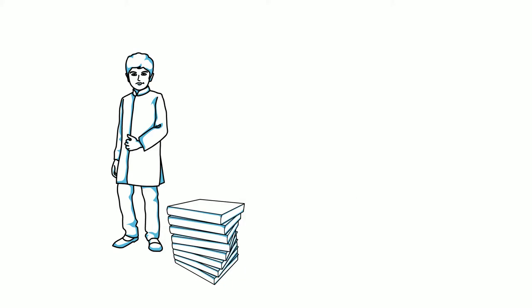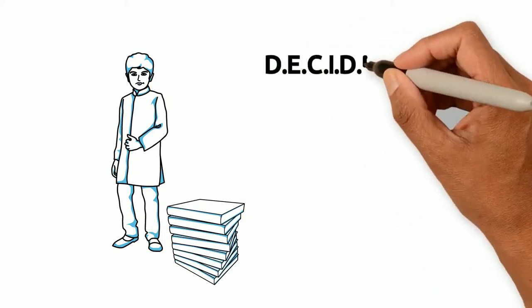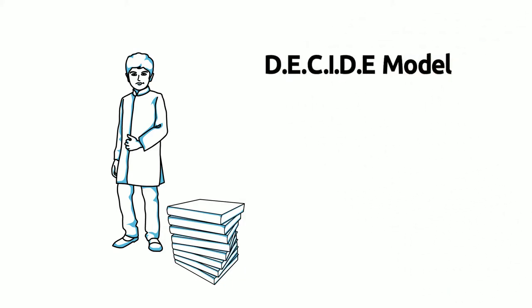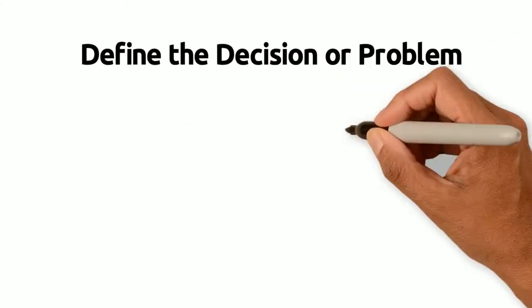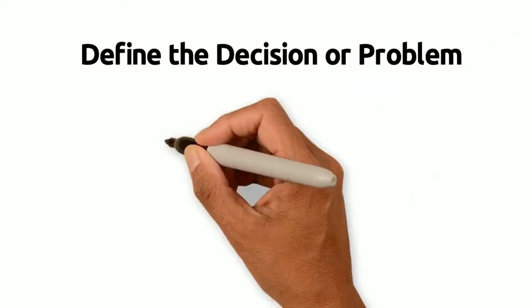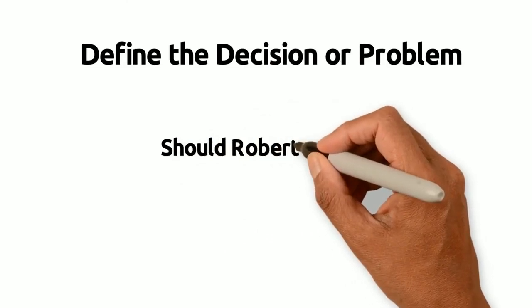For difficult decisions, Robert can use the DECIDE model. First, he should define the decision or the problem. The problem is, should Robert cheat on a test?